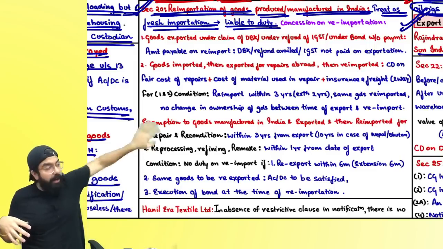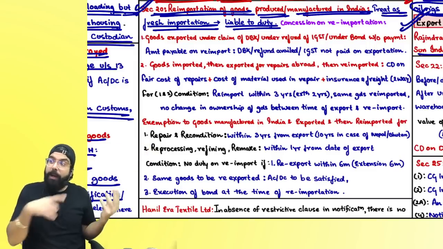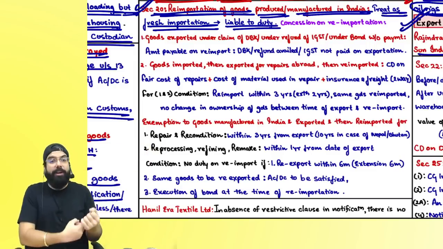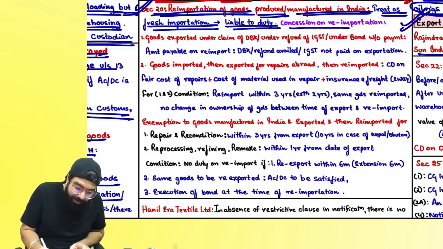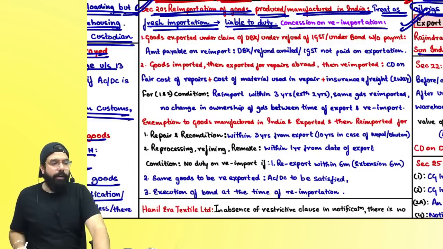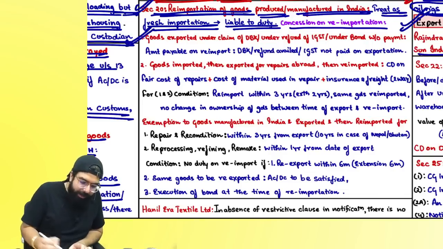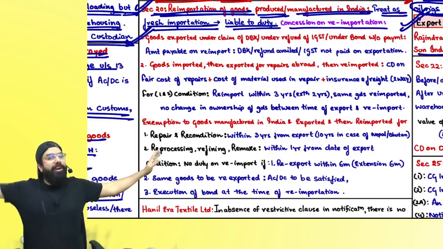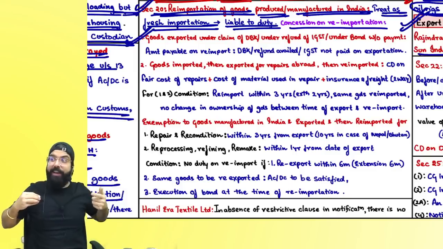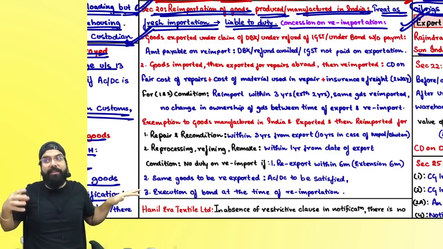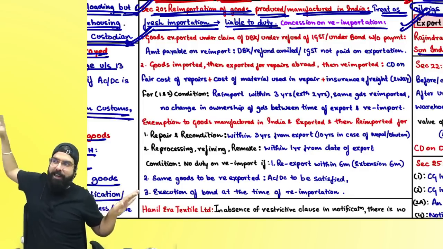I exported it. Now if I reimport, I will have to pay the complete custom duty, everyone over here. But then there is some concession which is being provided. They are telling that if you exported the goods and got duty drawback, then on reimport, it is a fresh import, but the concession is: whatever duty drawback you got, please pay it back.